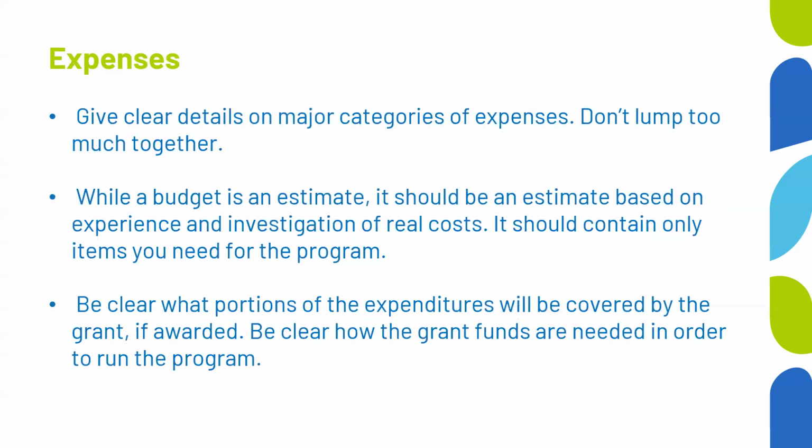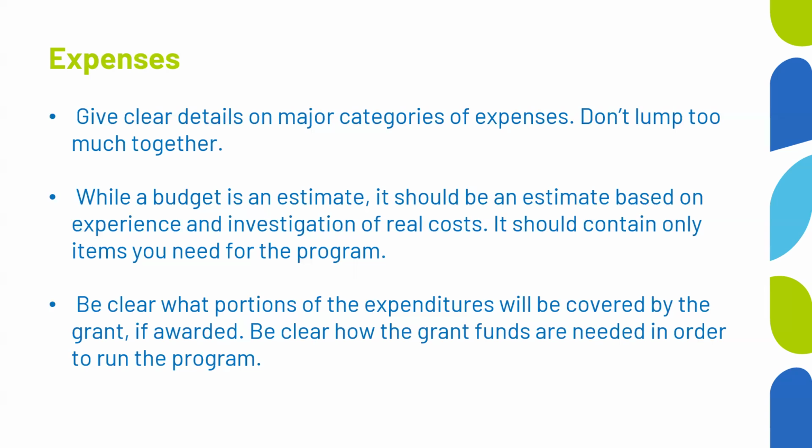Similarly, on the expense side of your budget, give clear details as much as you can on the major categories of your expenses. Don't lump too much together. Here's another true example of a budget that I have seen. $30,000 program. Staffing costs, 17,000. Program costs, 13,000. You can give a little bit more detail on that. How many staff hours at what cost? What are the program costs? Is it a venue? Is it food? Is it program materials? Give us a little bit of an idea of what's going on.